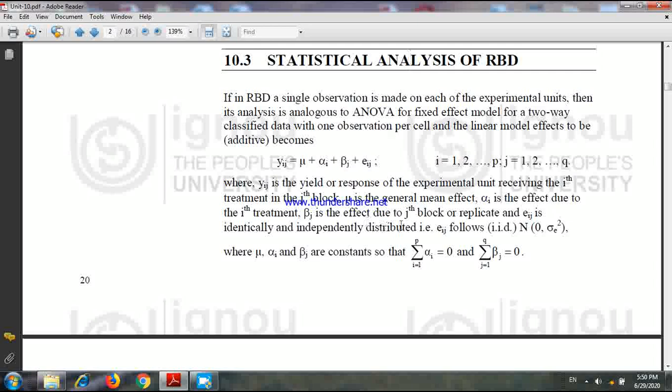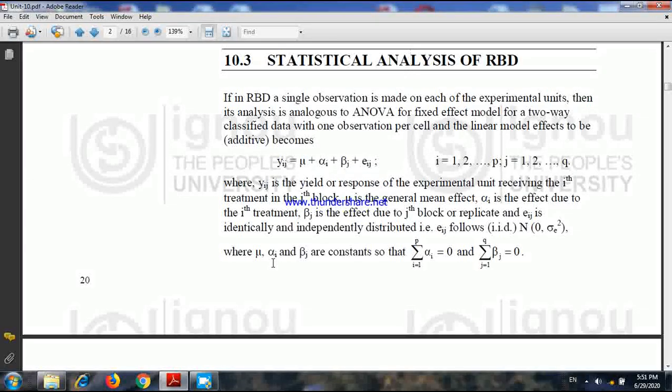And beta j similarly is the additional effect of the jth block or replicate. Another name for block is replicate. And Eij is the error term, independently and identically distributed. That means Eij follows IID N(0, sigma E square). Now these are the assumptions. Mu, alpha i and beta j are constants. Alpha i is also a constant. The suffix is i, but don't think that it's a variable. Alpha means additional effect due to the ith treatment.